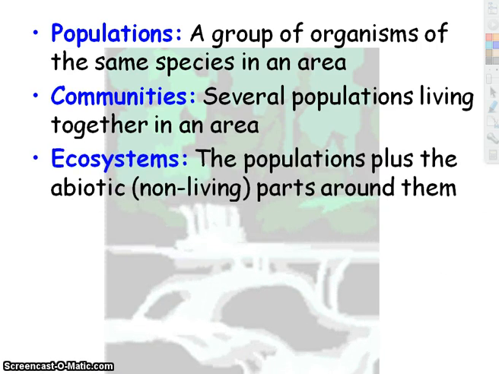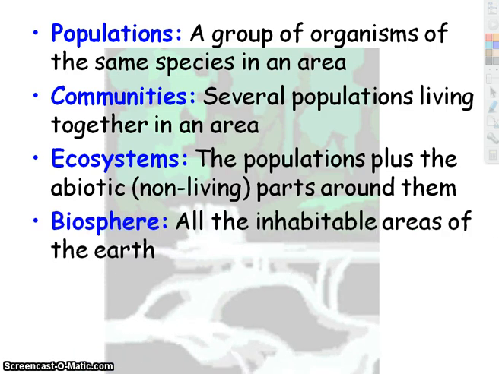An ecosystem is basically these communities, and then add to them the non-living things. So the minerals in the water, the amount of water available, the acidity of the soil, all that non-living stuff around them that's going to affect them. And then the biosphere means all the inhabitable areas of the whole Earth. So these are our levels of organization.